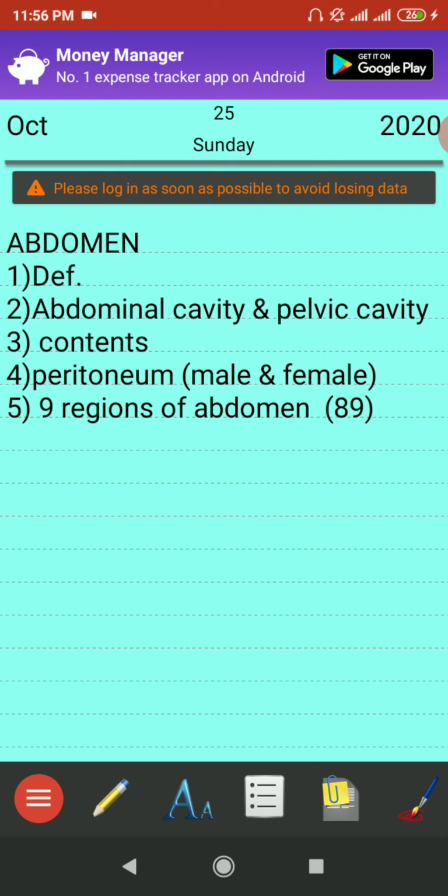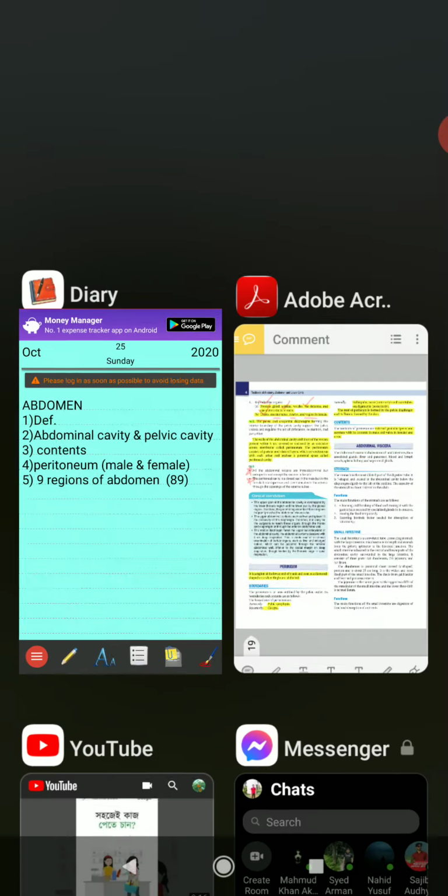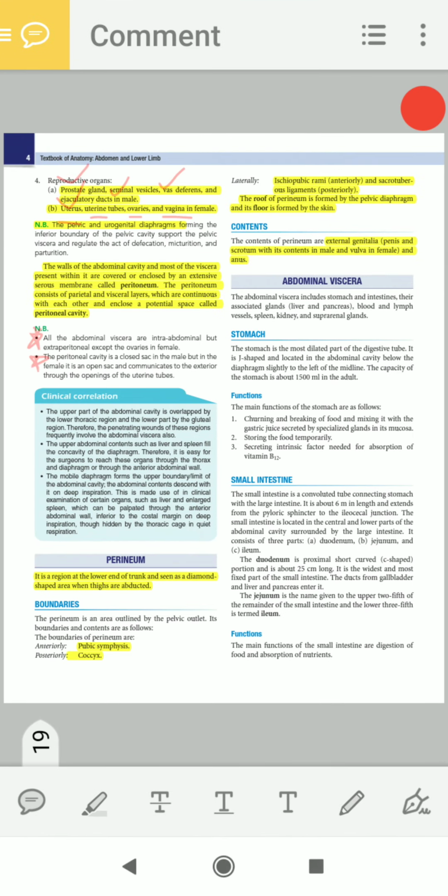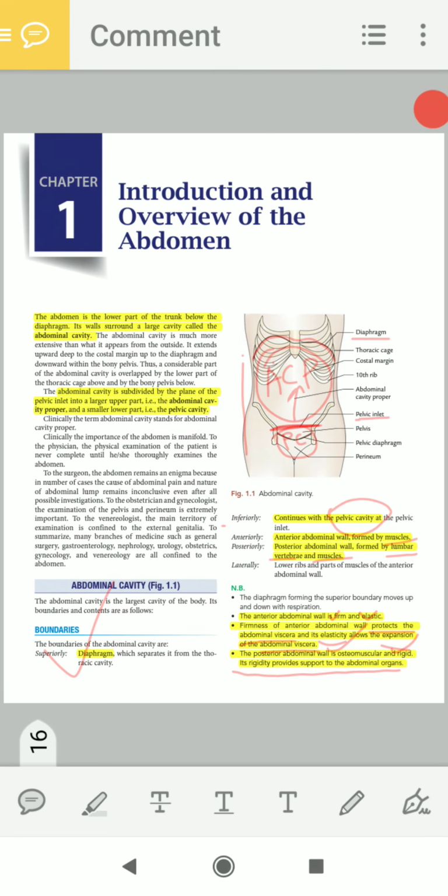And at last we will learn about the regions of the abdomen, that is, the 9 regions of the abdomen. So let's learn what the regions of the abdomen are.